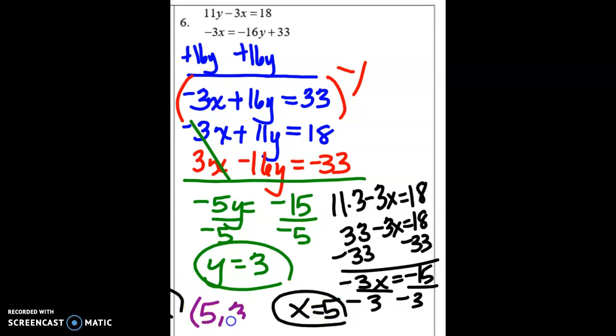X first, Y second. Again, 11 times 3 is 33, minus 3 times 5 with the X value is 15. 33 minus 15 is 18 in this top equation. And then the second one, negative 3 times 5 is negative 15 for the left. And negative 16 times 3, the y value, is negative 48, plus 33 is negative 15. So I know I'm right. I always love these problems because I can tell if I'm right or not.